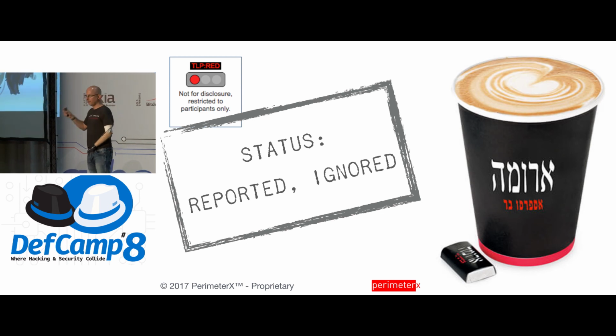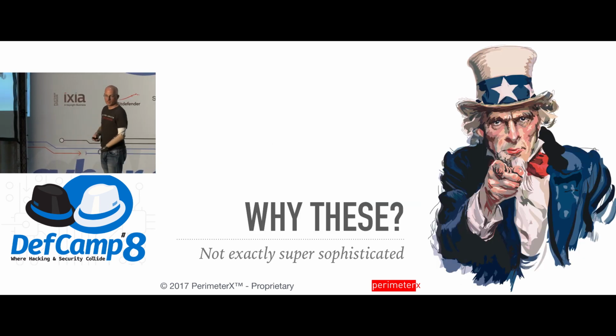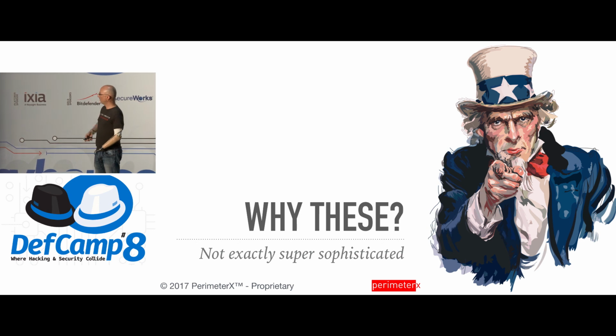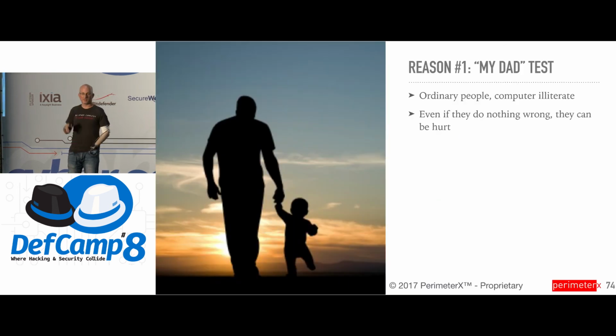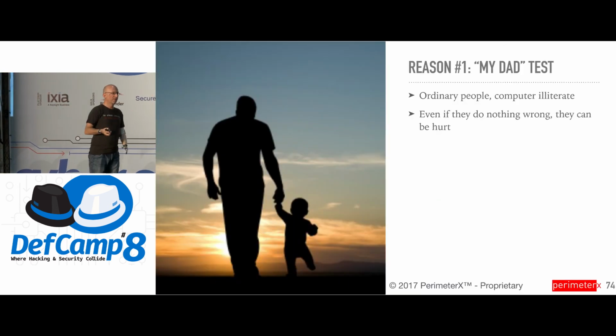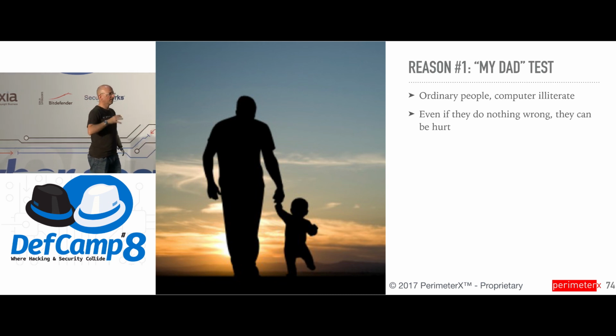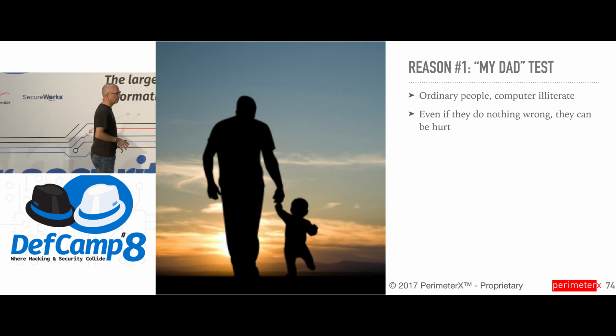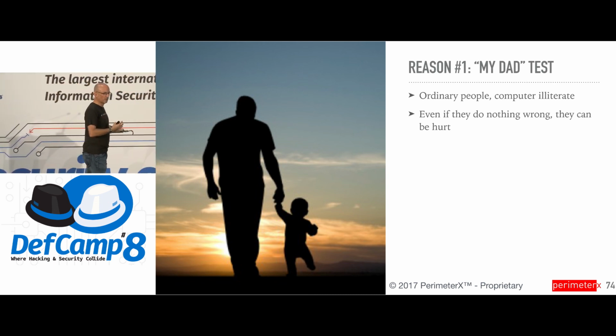Now, why did I pick these? Okay, and this is going to be my last 3 slides. Why did I pick these examples? They're not super hacking, super sophisticated. Everybody else is going to do much better. 1, my dad test. Most of the vulnerabilities affect people like my dad. They are not sitting in this crowd because they are not computer experts. So they're not going to know what's going to happen.